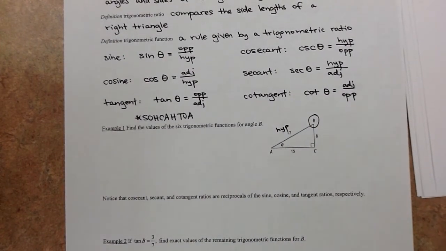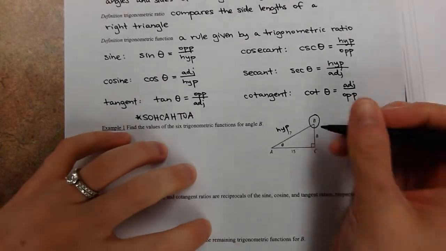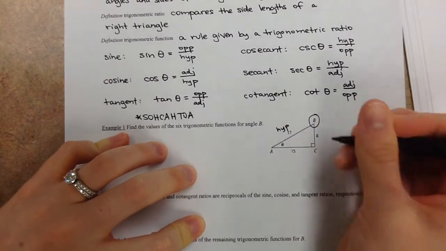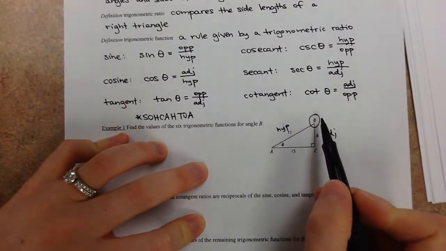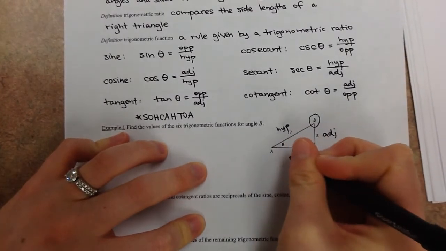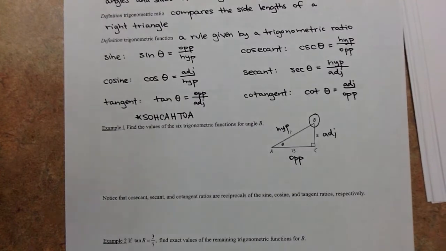However, depending on what angle you're looking at, the opposite and the adjacent will switch. So the adjacent is the one that's connected to the angle but isn't the hypotenuse. So that's this side here, and the opposite is exactly what it sounds like. It's opposite from that angle. So that is this one right here. So just keep those in mind as we're coming up with the 6 trig functions.